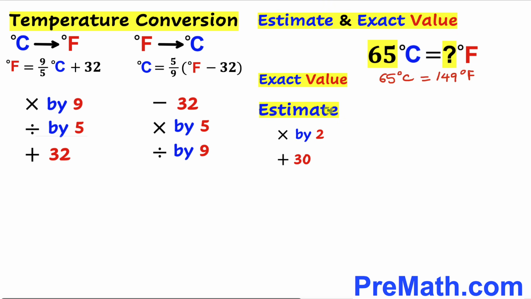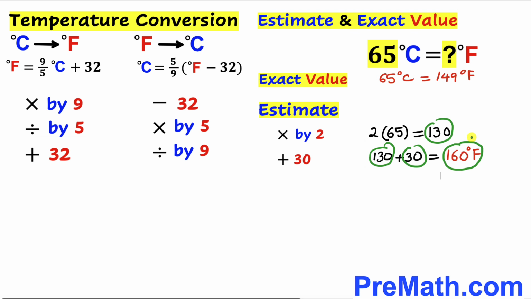degrees. And now we are going to calculate the estimate value of 65 degrees. And these are the steps we are going to follow. And here's our very first step. We are going to multiply this number by 2. We are going to get 130. And now we are going to add 130 to 30. And our final answer is 160 degrees Fahrenheit. And this is our estimated value, whereas this is our exact value. And here's our piece of caution. Our exact value and the estimated value are not going to be the same one.